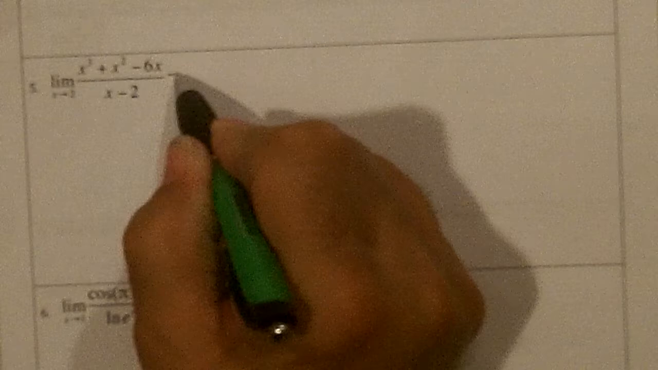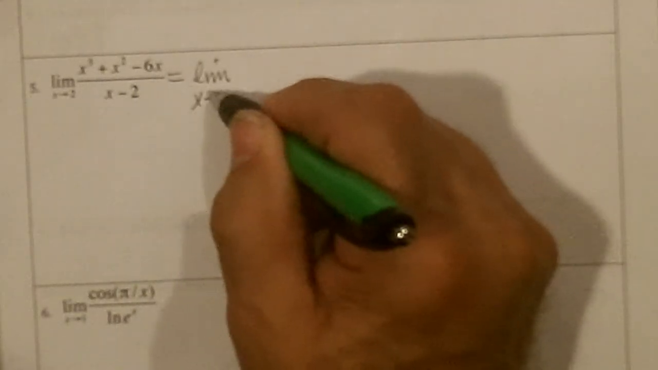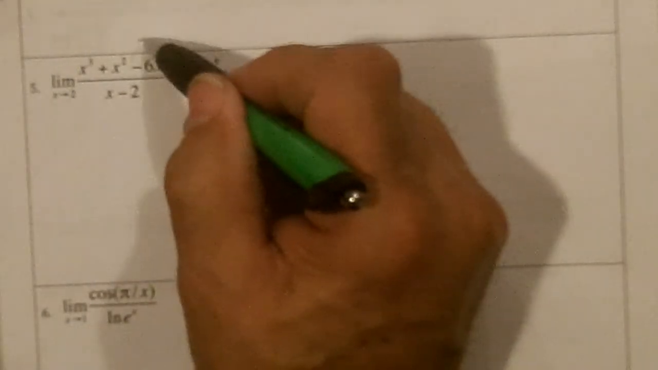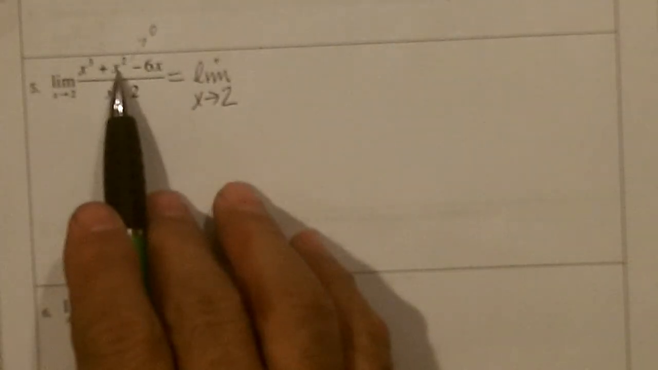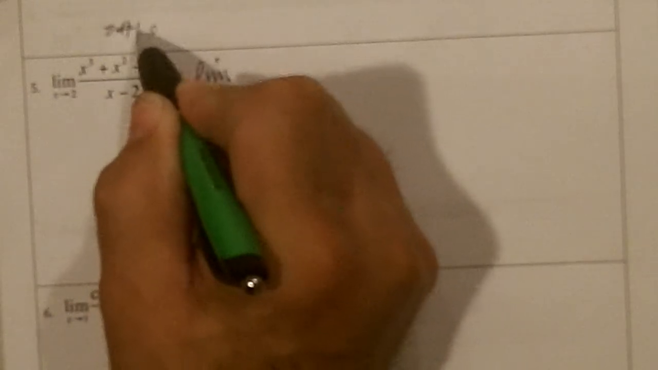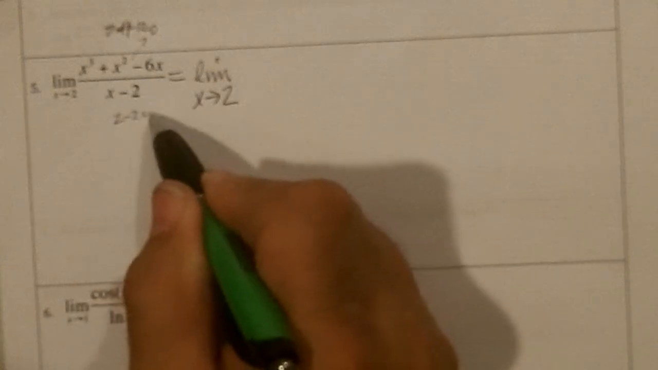This one, 5. So we got the limit as x approaches 2. So we might as well factor because we have it indeterminate here. The numerator goes to 0 if you check it. 8 plus 4 is 12, minus 12 is 0. And then the denominator, 2 minus 2 equals 0. So it's indeterminate.